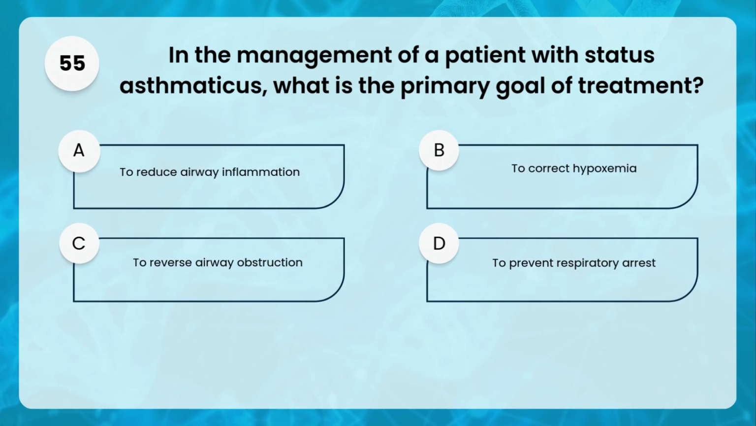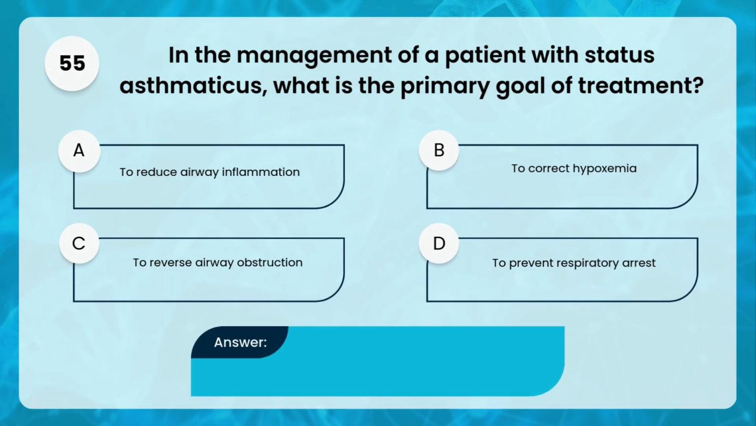55. In the management of a patient with status asthmaticus, what is the primary goal of treatment? A. To reduce airway inflammation. B. To correct hypoxemia. C. To reverse airway obstruction. Or D. To prevent respiratory arrest. The answer is C. To reverse airway obstruction.